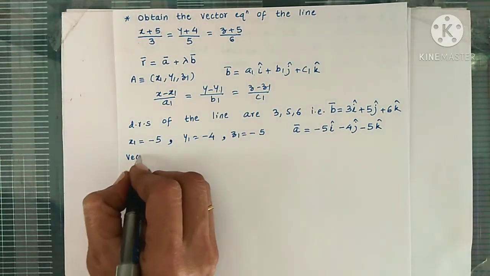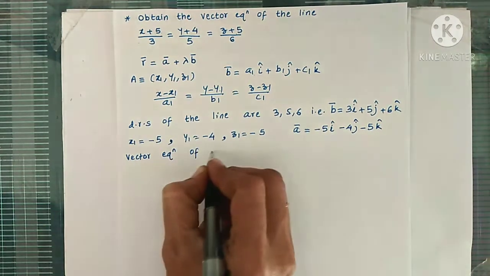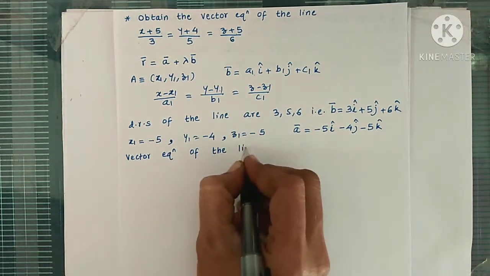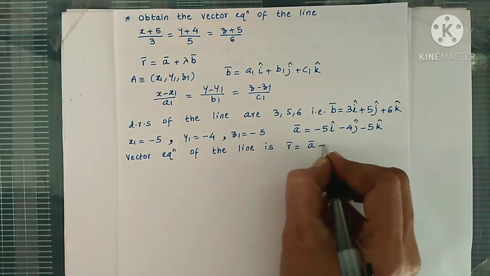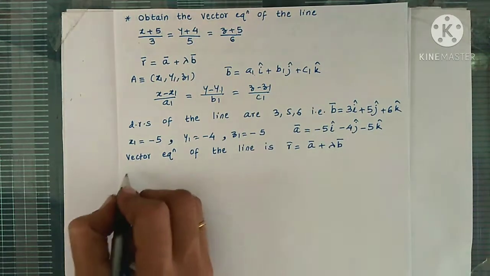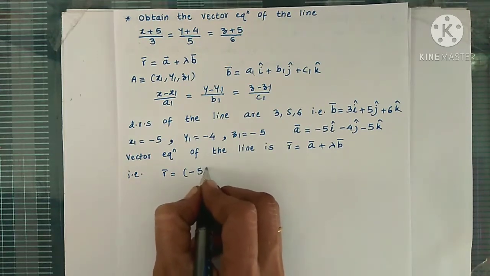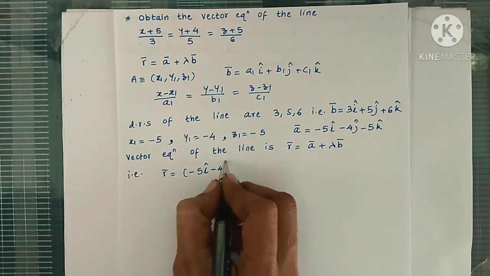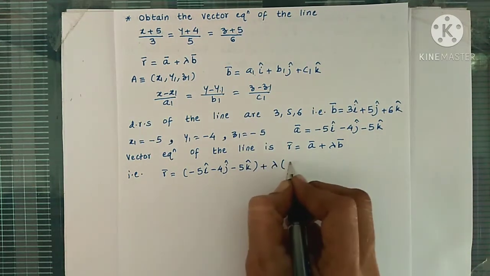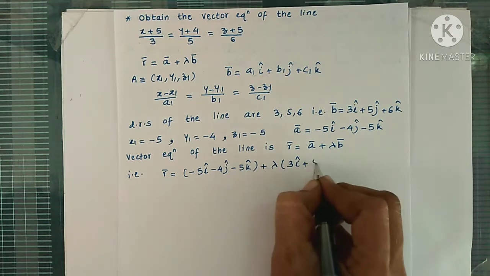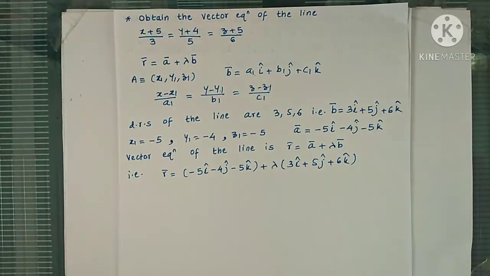Now we are ready to write the vector equation of the line. So the vector equation of the line is r bar equal to a bar plus lambda b bar. r bar equal to minus 5 i cap minus 4 j cap minus 5 k cap plus lambda into (3 i cap plus 5 j cap plus 6 k cap).